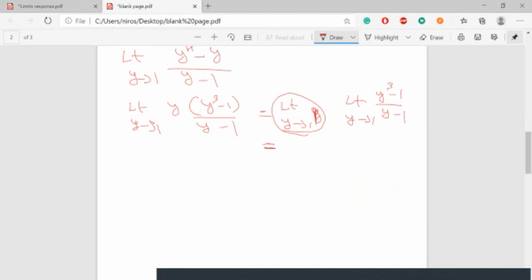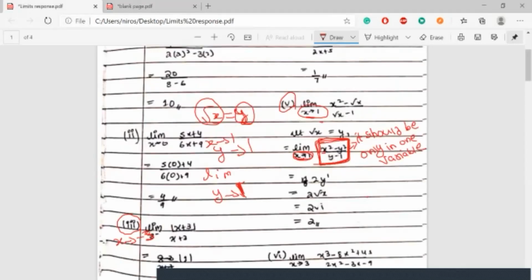Then the formula for this, what will it become? n into a to the power n minus 1. So here n is 3 itself. 3 into a is 1, and 1 to the power anything is 1. So the answer is 3. Yeah, okay. The answer is 3, not 2.